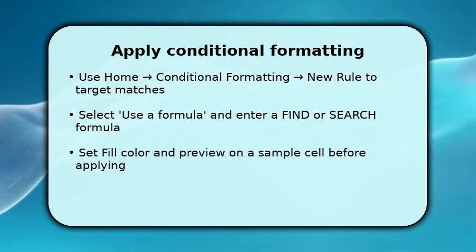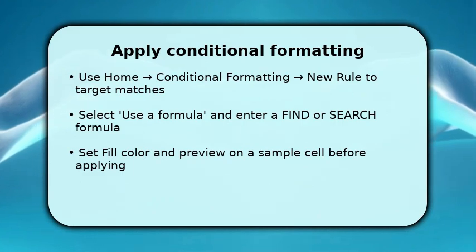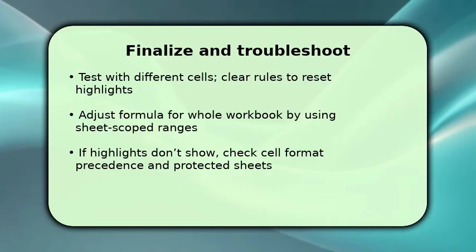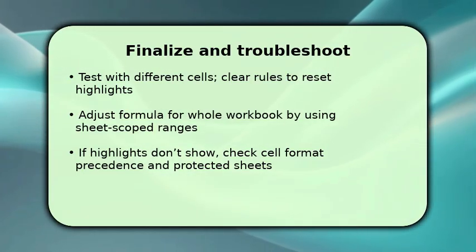Then click Format and choose the fill color you want for search hits. Make sure the Applies to Range covers the cells you will search so highlights appear immediately. To finish, test the rule by typing or finding sample values. Excel will color match cells based on your rule.